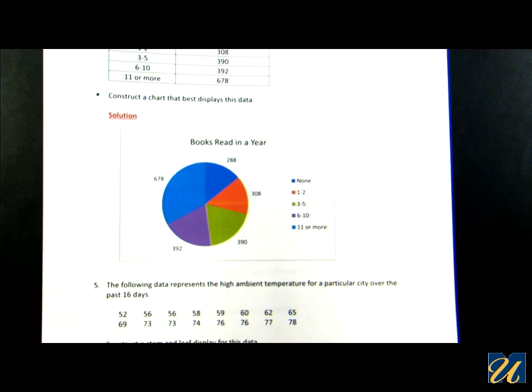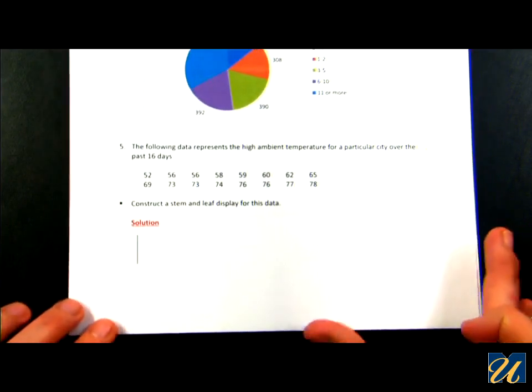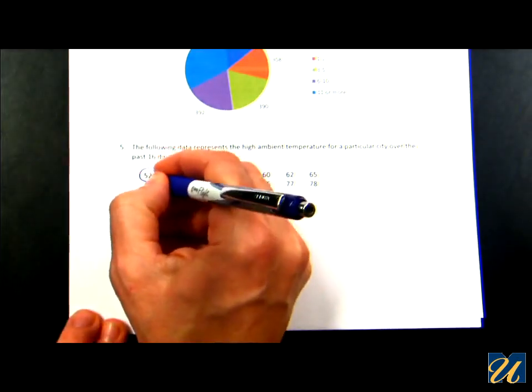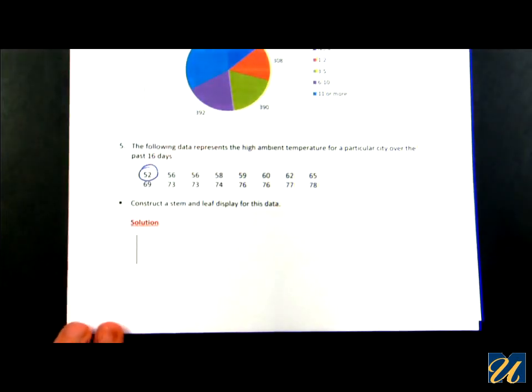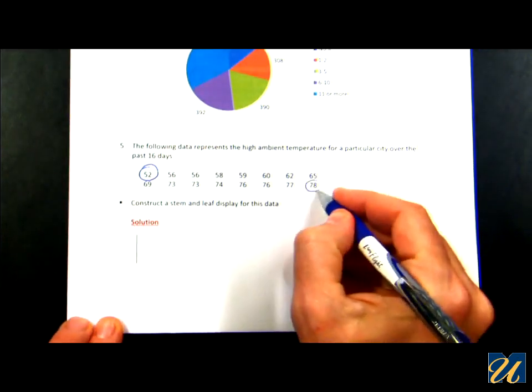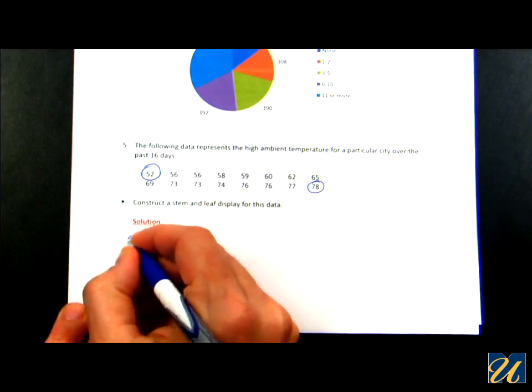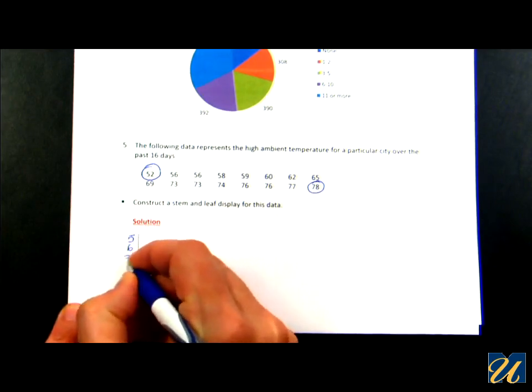Now, for problem number 5, the following data represents the high ambient temperature for a particular city over the past 16 days. This is the data that you have. Construct a stem and leaf display for this data. First thing you do is you determine what is your minimum and what is your maximum. Minimum is 52, maximum is 78. So you start from 5, 6, 7, 8.